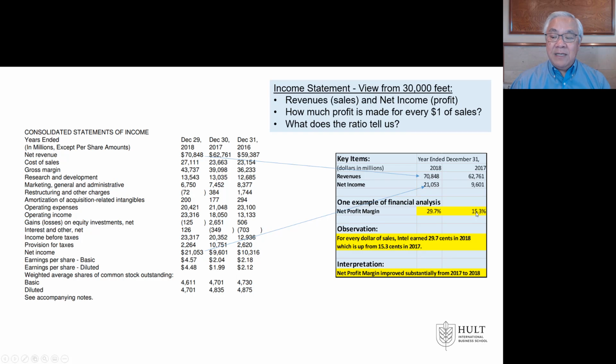In 2017, on $9 billion of income and $62 billion in revenue, they earned 15.3%, which means for every dollar of revenue, they earned 15 cents. In 2018, it got better. For every dollar of revenue they earned 29 cents, almost a doubling. So this is a very promising and impressive performance in that year because their earnings per every dollar went up by almost double. So that's a substantial improvement.